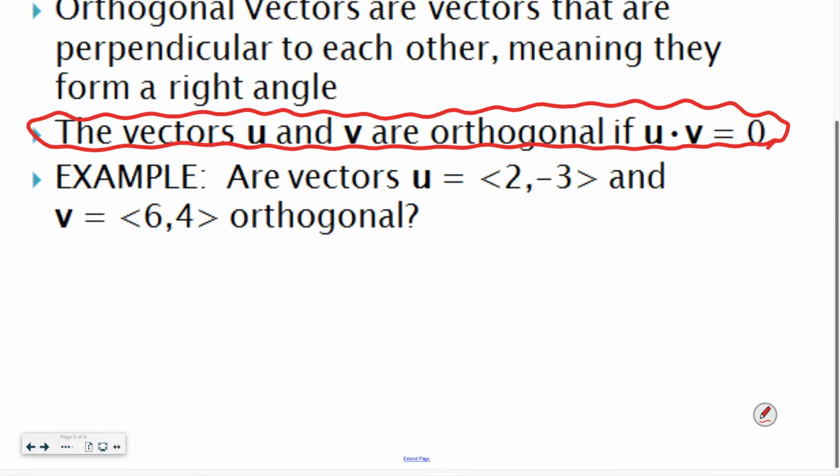Write down these two vectors. Vector u is the vector 2, -3. Vector v is the vector 6, 4.